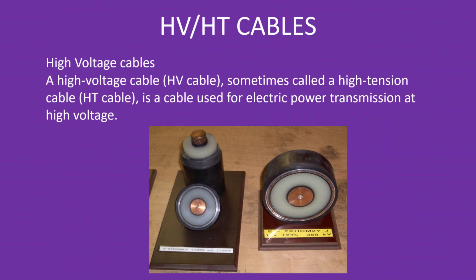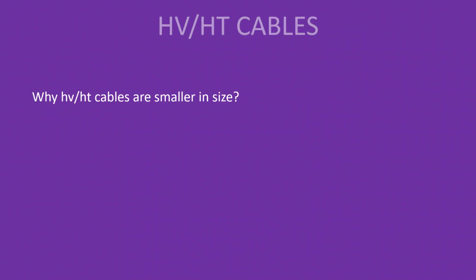What is a high voltage cable? High voltage cables or high tension cables are cables used for the transmission of electricity at high voltages. The cables used in high voltage transmission are called HV cables or HT cables. If you look at high voltage cables, you can see they are smaller in diameter compared to low voltage cables. If you observe a distribution transformer or step down transformer, you can see the diameter of the incoming cable is smaller than the diameter of the outgoing cable.